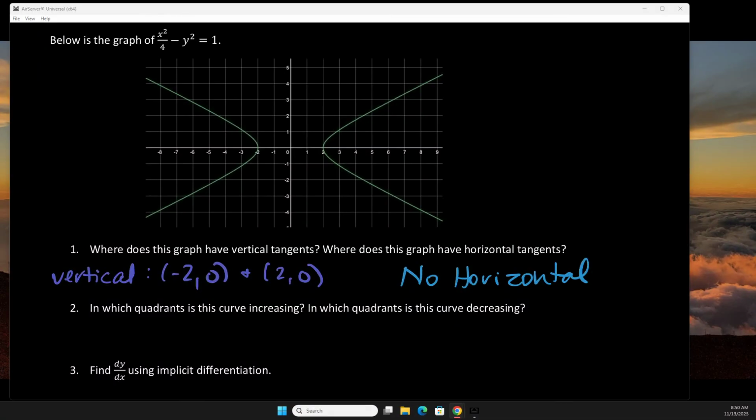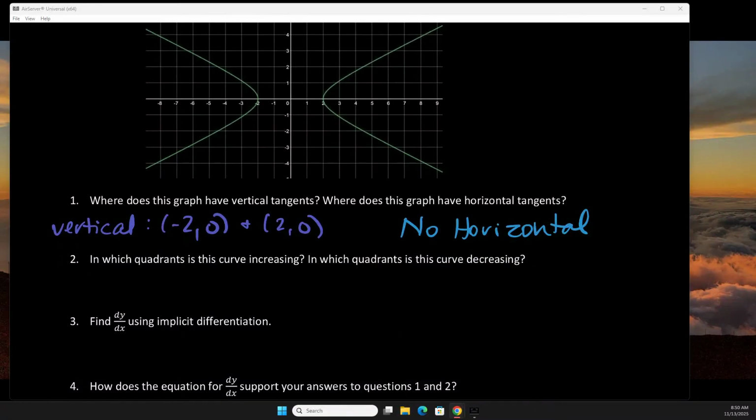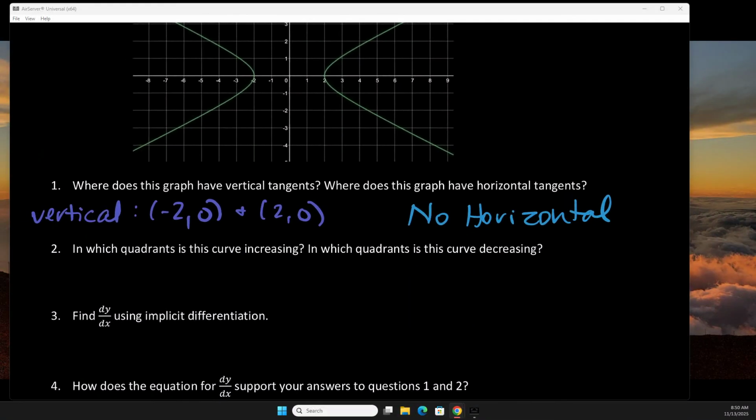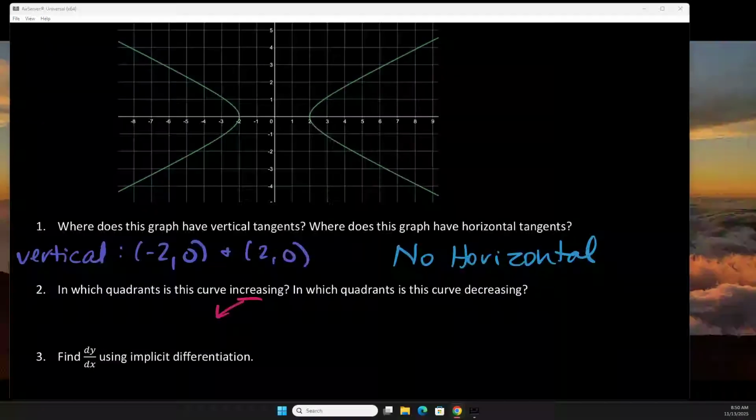Okay, all right, in which quadrants is this curve increasing and then decreasing? So what do you guys think about increasing? Quadrants 1 and 3. Yep. Decreasing is going to be quadrants 2 and 4.